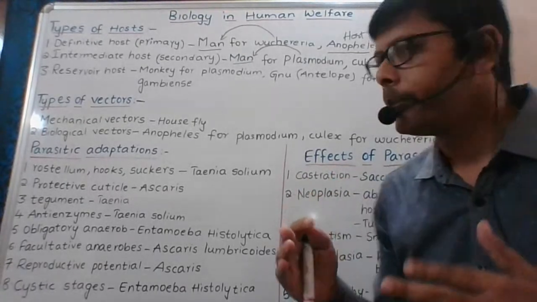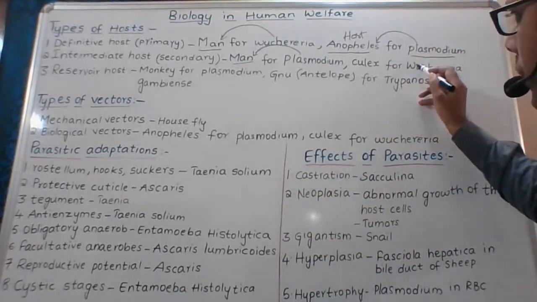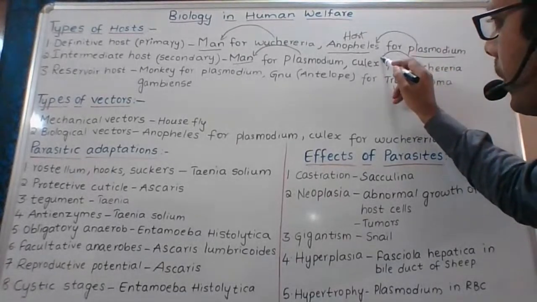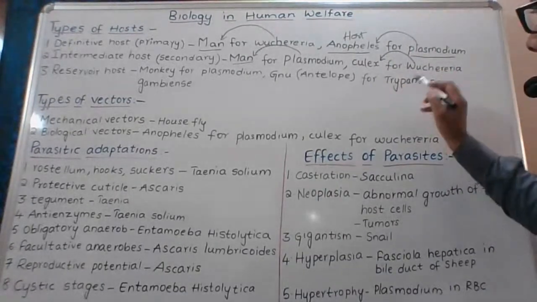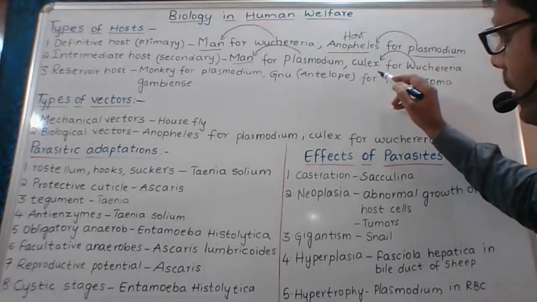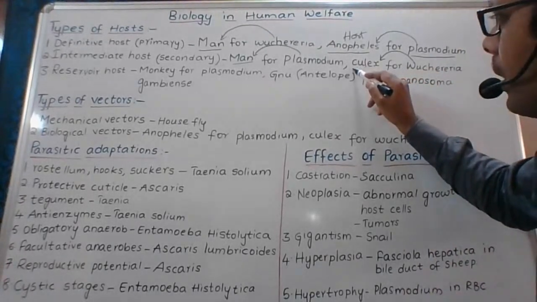No need to worry. Okay, next one. Wuchereria is a parasite, Culex is the host. Wuchereria reproduces asexually in Culex.